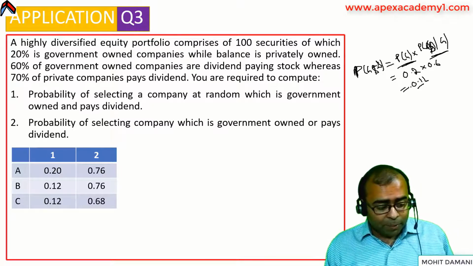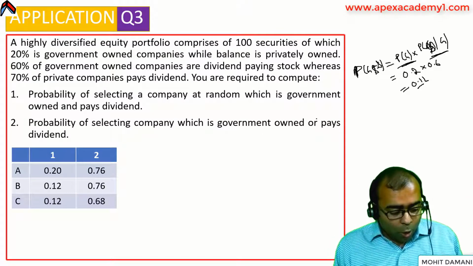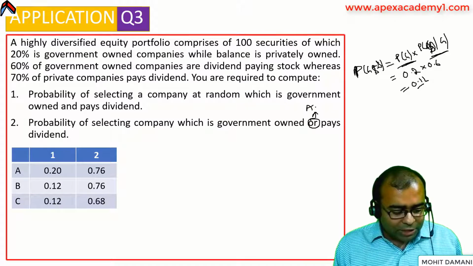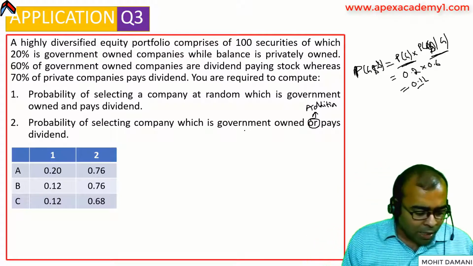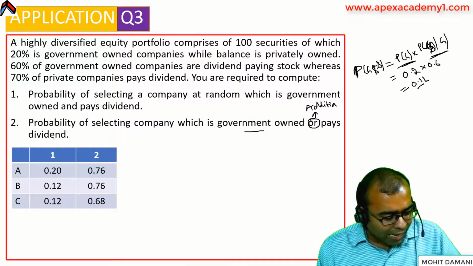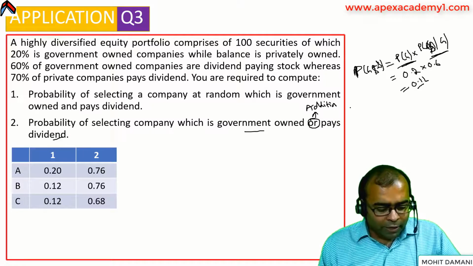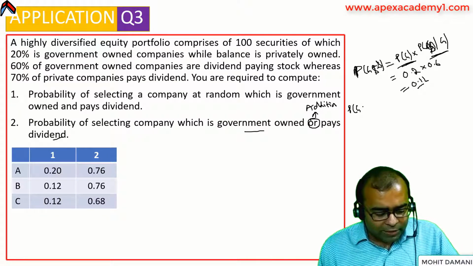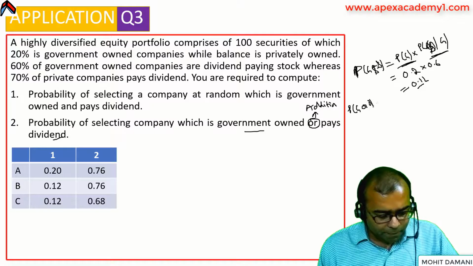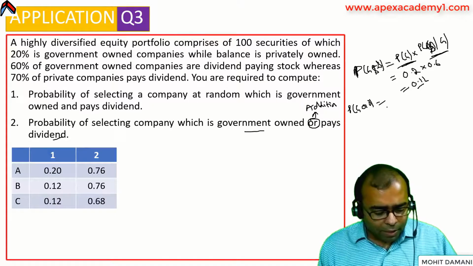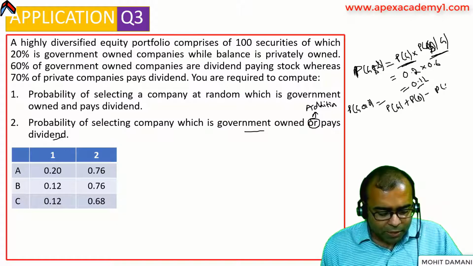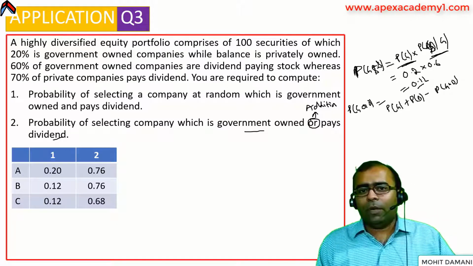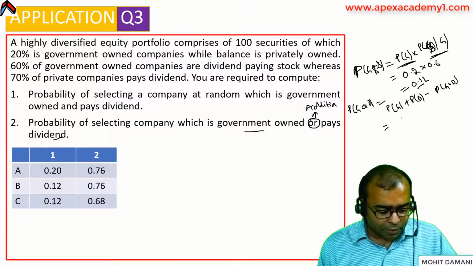Probability of selecting a company which is government owned or pays a dividend. Now here is the catch. The addition rule will be applied because the word "or" changes the entire game. It should be government owned or pays the dividend. So if you apply the addition rule formula, it is G or D, then the ambit will become bigger. So it is P(G) plus P(D) minus P(G and D). If you recall the formula, P(A) plus P(B) minus P(A intersection B).